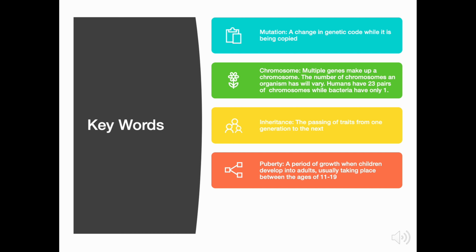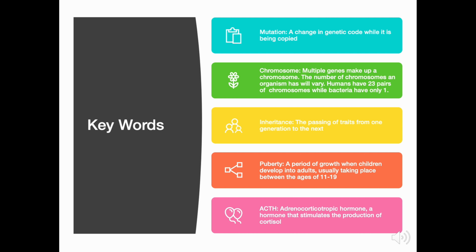Puberty is a period of growth when children develop into adults, usually taking place between the ages of 11 to 19. ACTH is adrenocorticotropic hormone, a hormone that stimulates the production of cortisol.